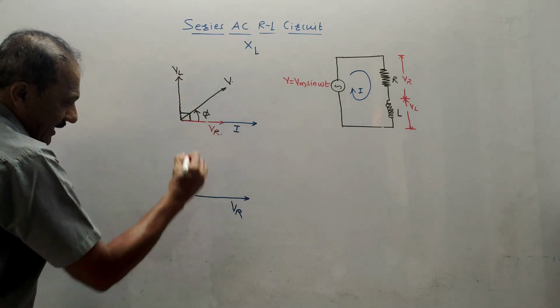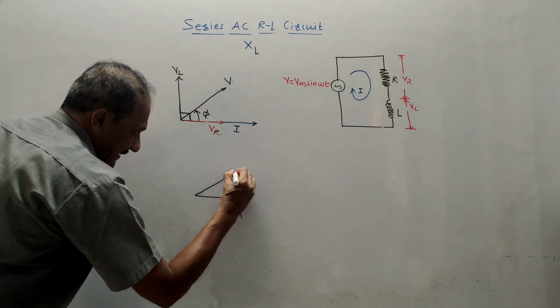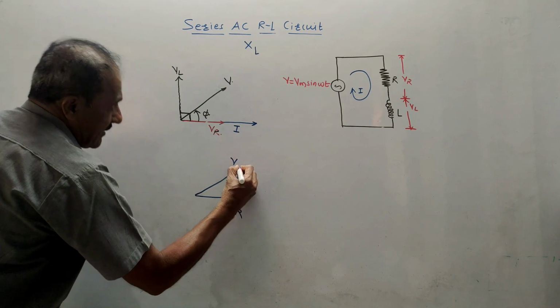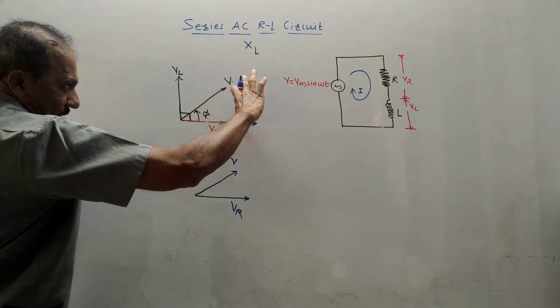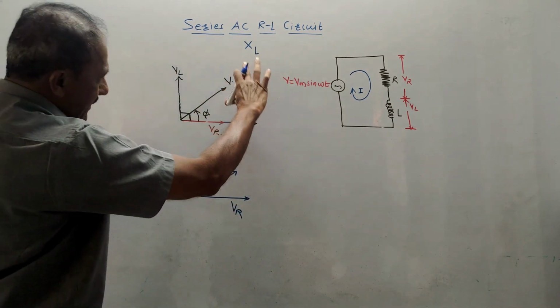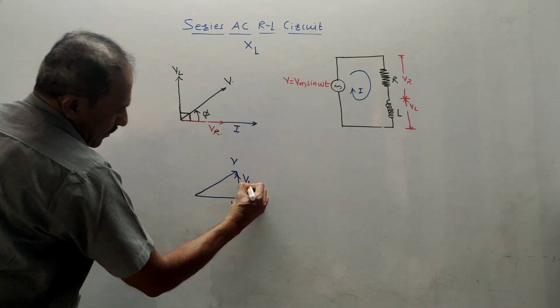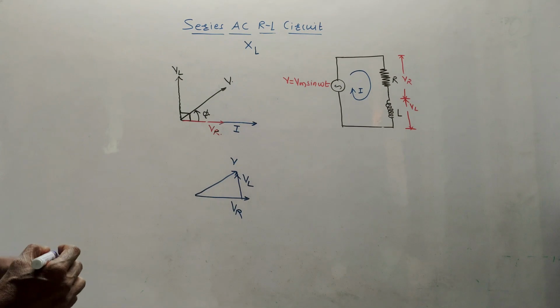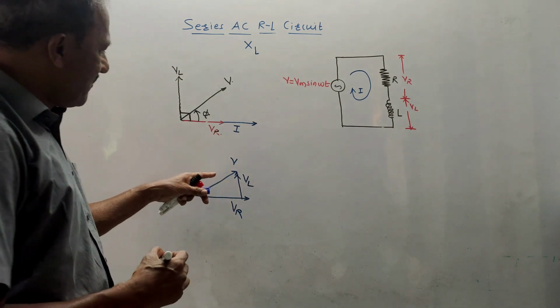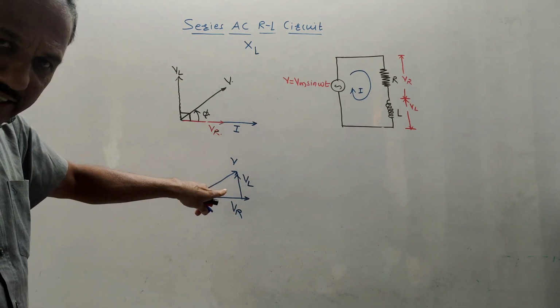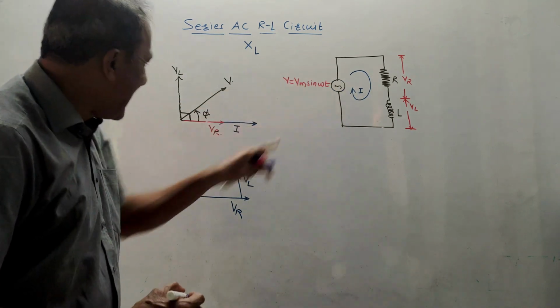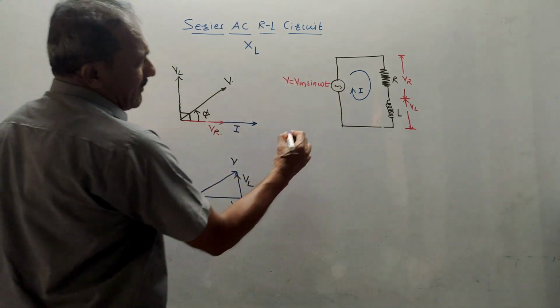This axis is VL and this resultant value is V. This axis is VL. Similarly, if I draw one parallel line over here, that will again be VL. So this is the voltage triangle. It is known as the voltage triangle, which represents the phasor diagram for voltage in case of series RL circuit.